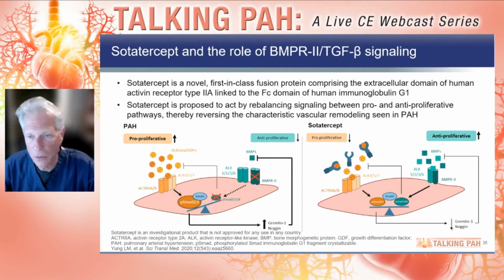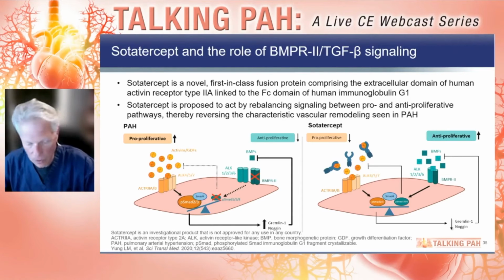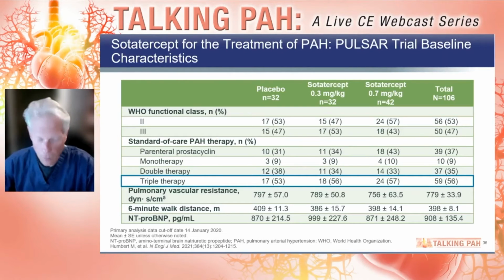And the animal studies that were done that led up to this clinical trial actually showed pretty impressive remodeling of vascular beds in a number of animal models of pulmonary hypertension. But as Marty pointed out, you never know until you take it to the human, because we have cured pulmonary hypertension in lots of mice, but not yet in humans. So this led to the clinical trial.